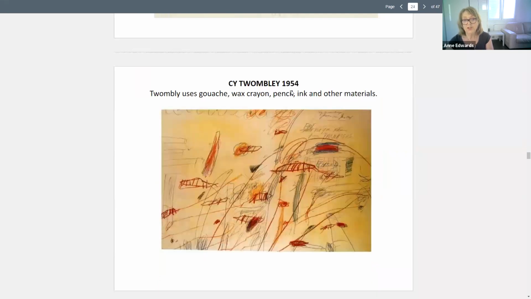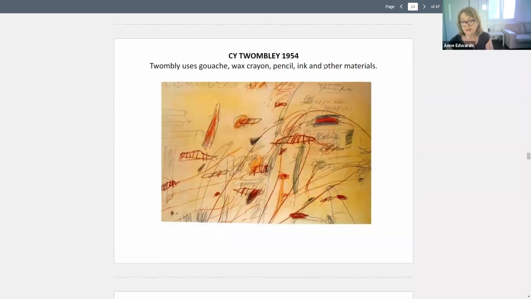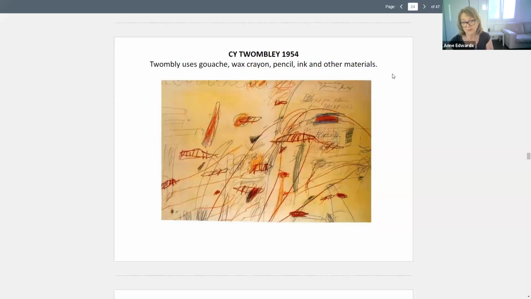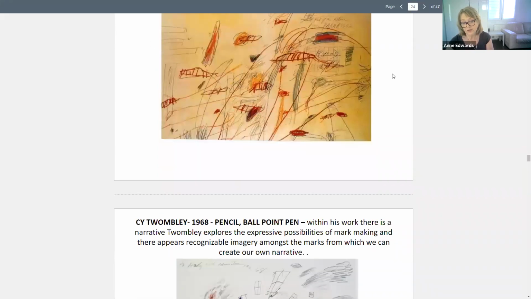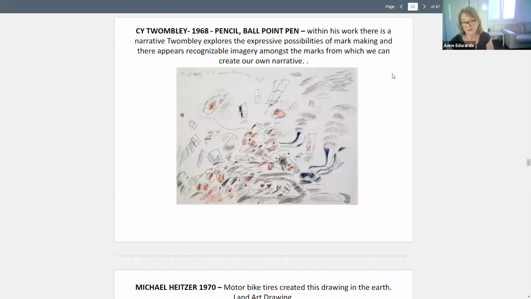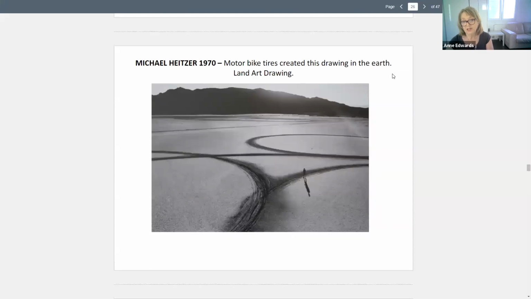Cy Twombly uses gouache, wax crayon, pencil, ink, and other materials. And hopefully, when you begin to do your own work, you will experiment with a range of materials such as these. He also uses ballpoint pen and pencil. This is a very interesting drawing created by the tires of a motorbike, which was ridden to create these circles on the earth.